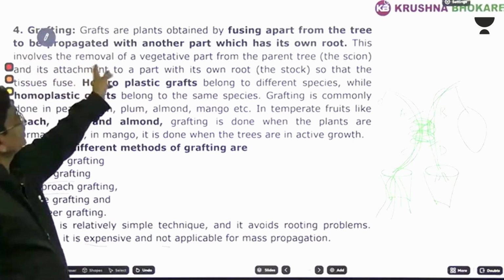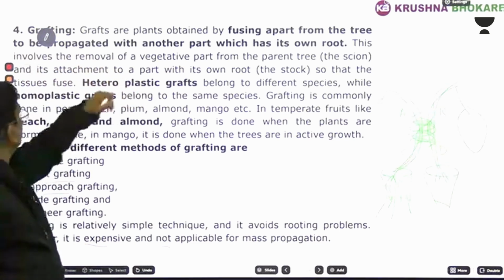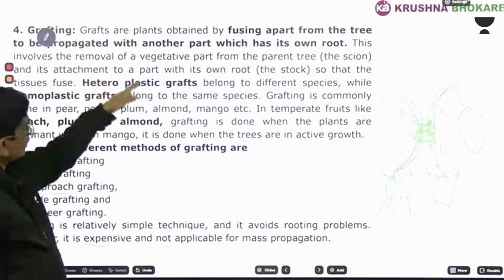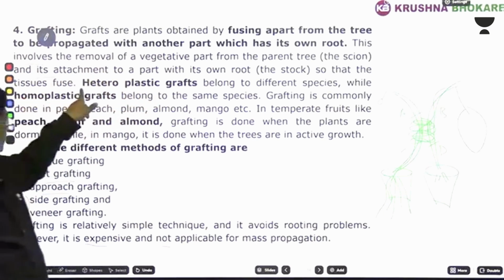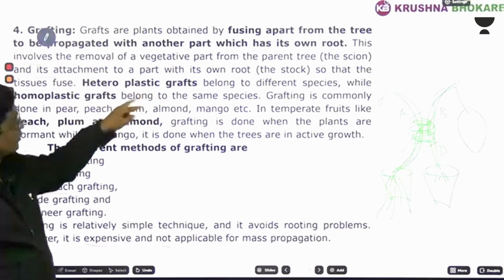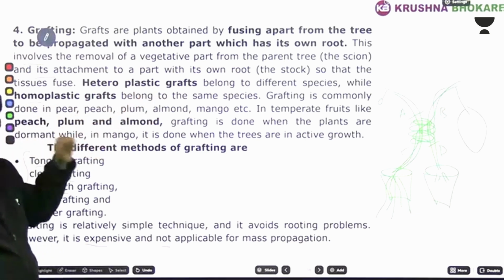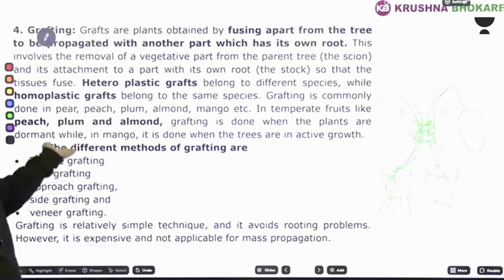This involves the removal of the vegetative part of one parent tree, the scion, and attaching it to the other, the rootstock, so that tissues fuse. Heteroplastic grafts belong to different species, while homoplastic grafts are of the same species. The grafting we do mostly belongs to the same species.